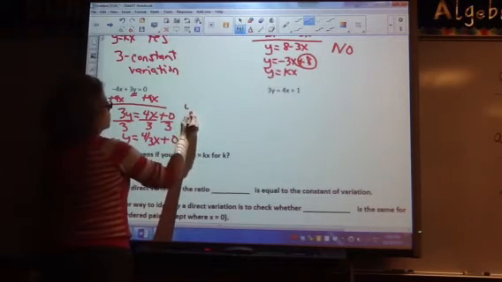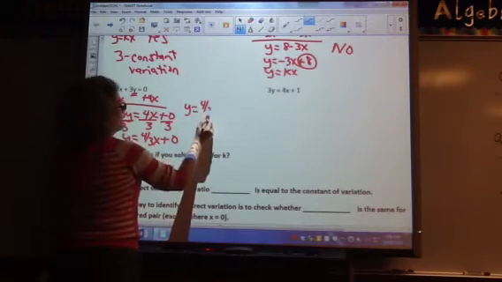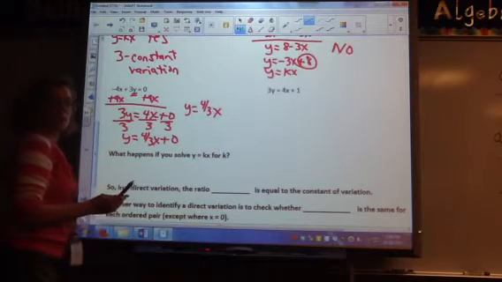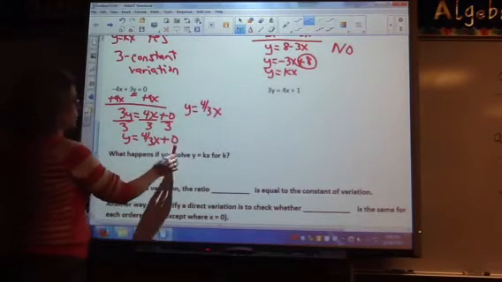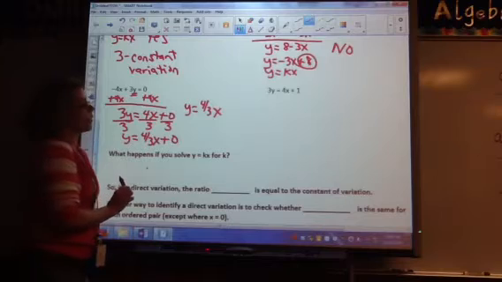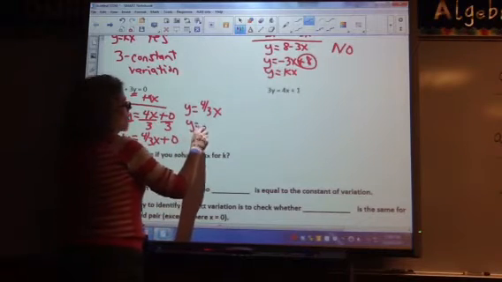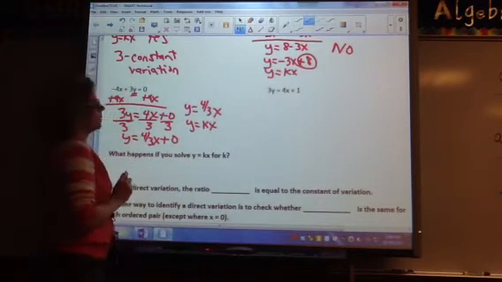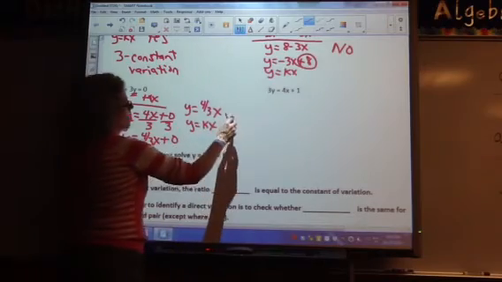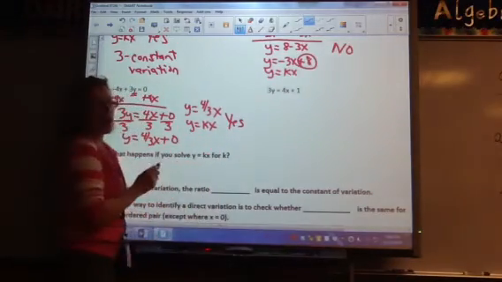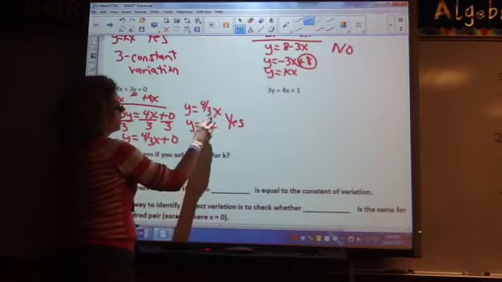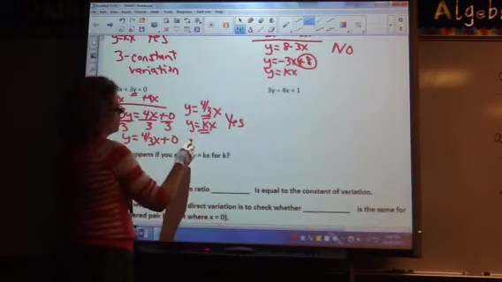So what we can do here is we can drop that 0, can't we? Our identity property of addition. When you add 0 to an expression, you're not changing the value of it. So, is this in the form of our direct variation formula? It is. Okay, so the answer is yes. And what is our constant of variation? It is the k, which is the 4/3.